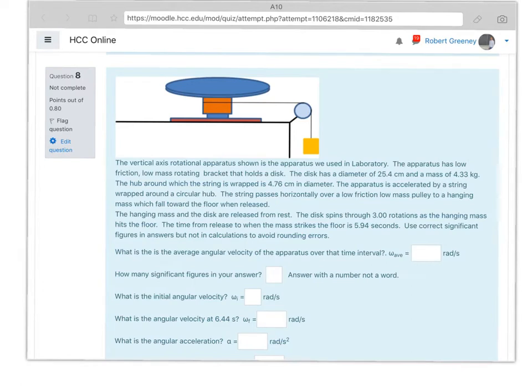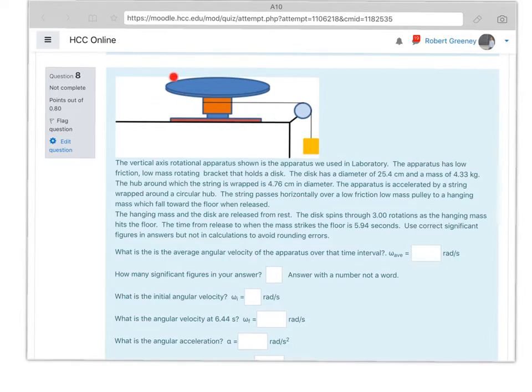Okay, here we are at problem 8, and most of the problems involve this type of apparatus where we have a disc on a rotating base and a string wrapped around the hub of the base attached to a hanging mass. This mass puts a tension in the string and it causes the disc to rotate as the string unwinds from the base. This is what we would use in lab if we were actually in lab.